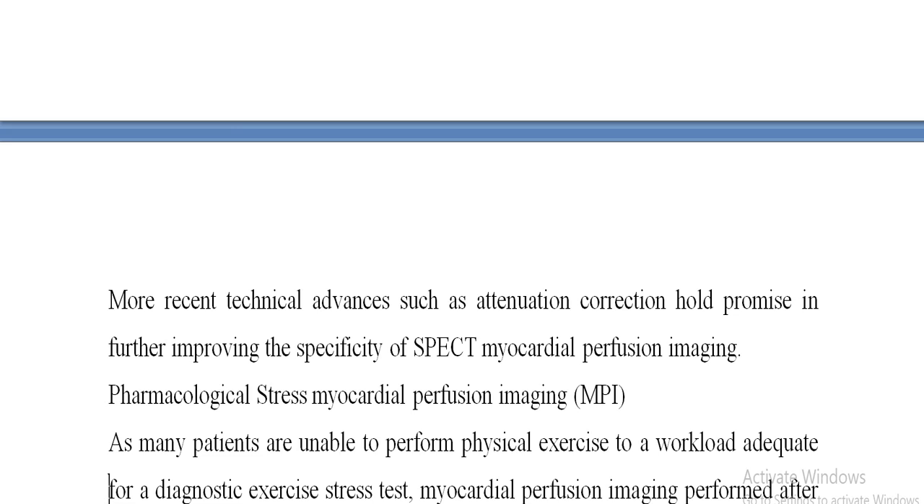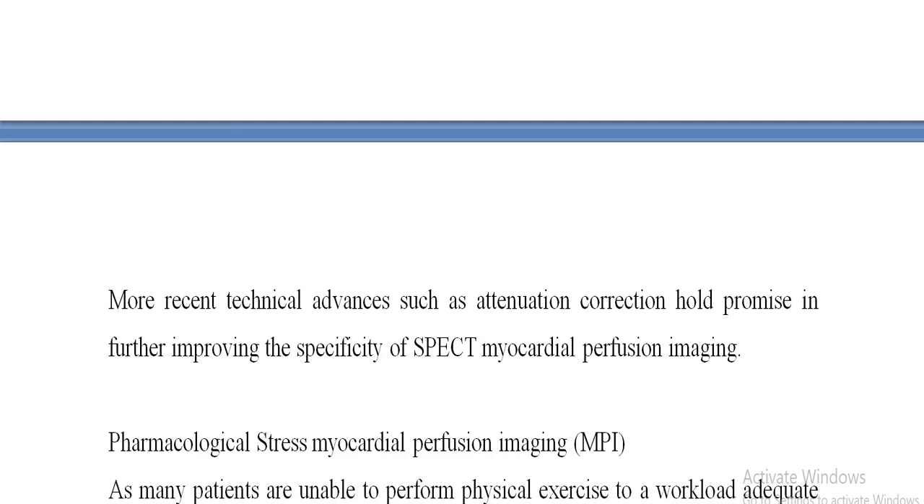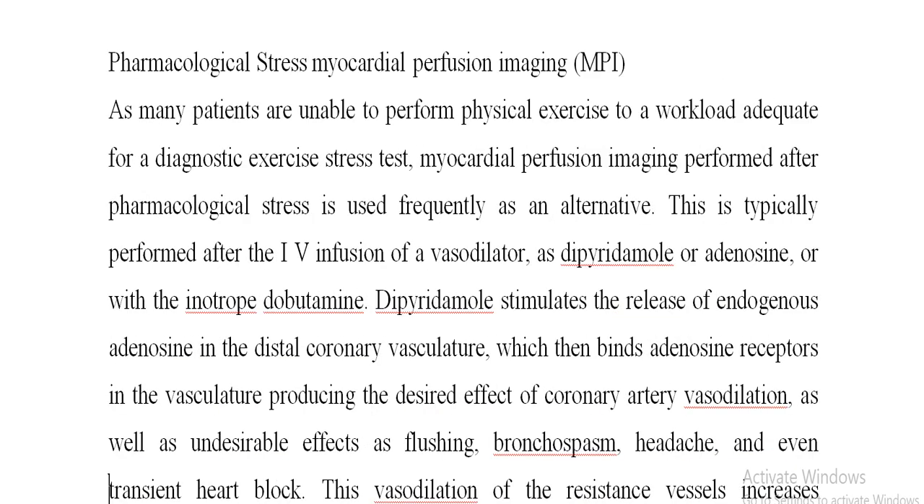Pharmacological stress myocardial perfusion imaging, MPI. As many patients are unable to perform physical exercise to a workload adequate for a diagnostic exercise stress test, myocardial perfusion imaging performed after pharmacological stress is used frequently as an alternative. This is typically performed after the IV infusion of a vasodilator, such as dipyridamole or adenosine, or with the inotrope dobutamine.